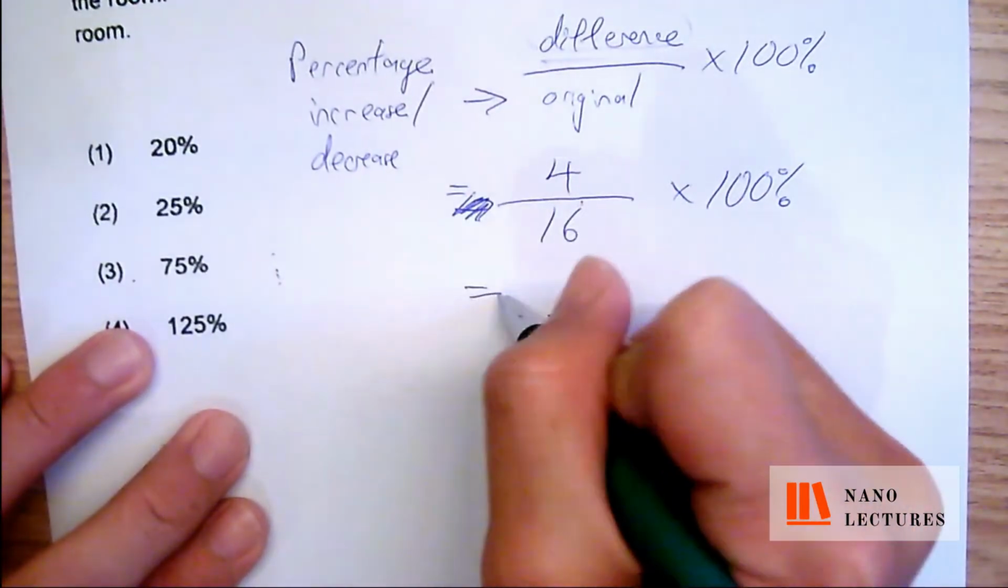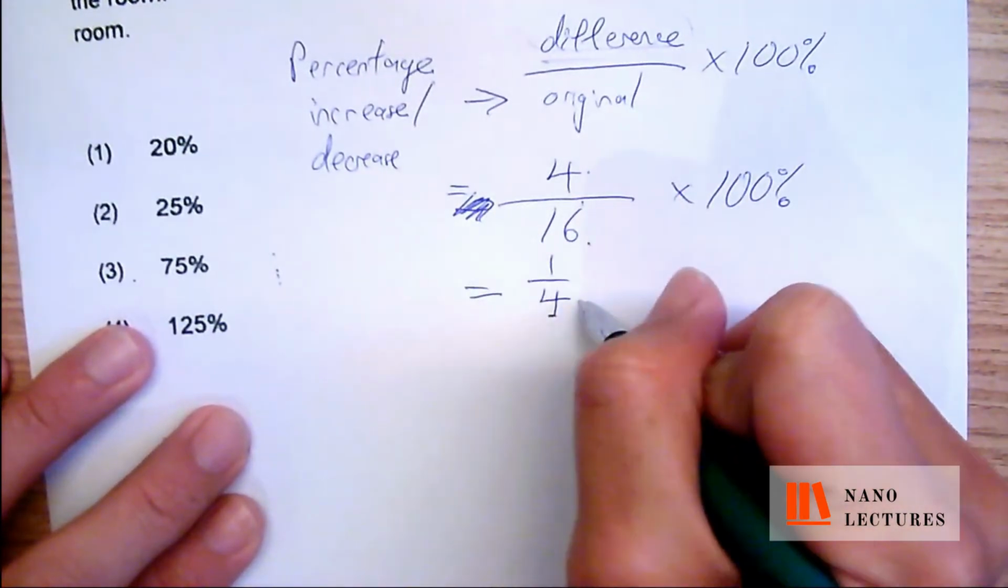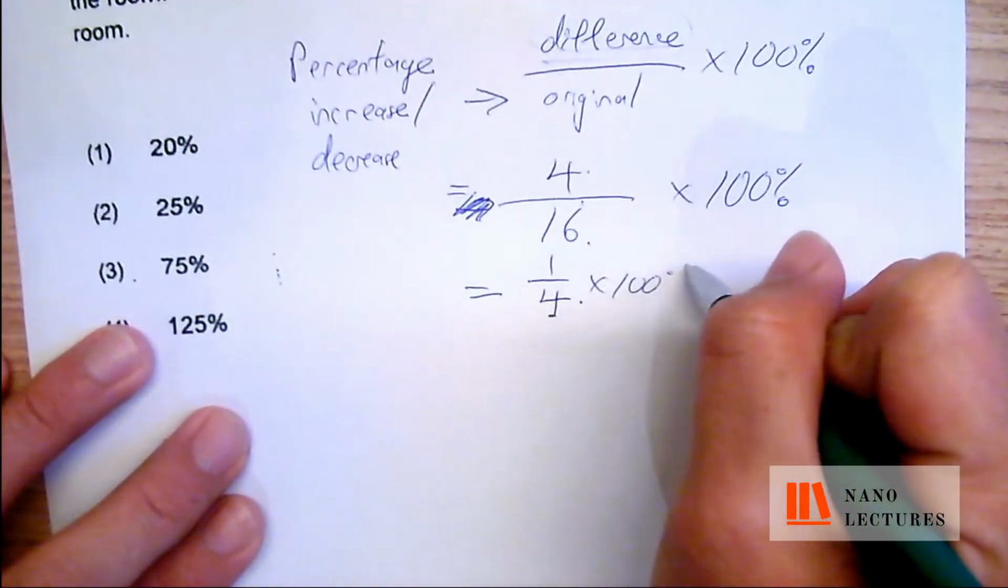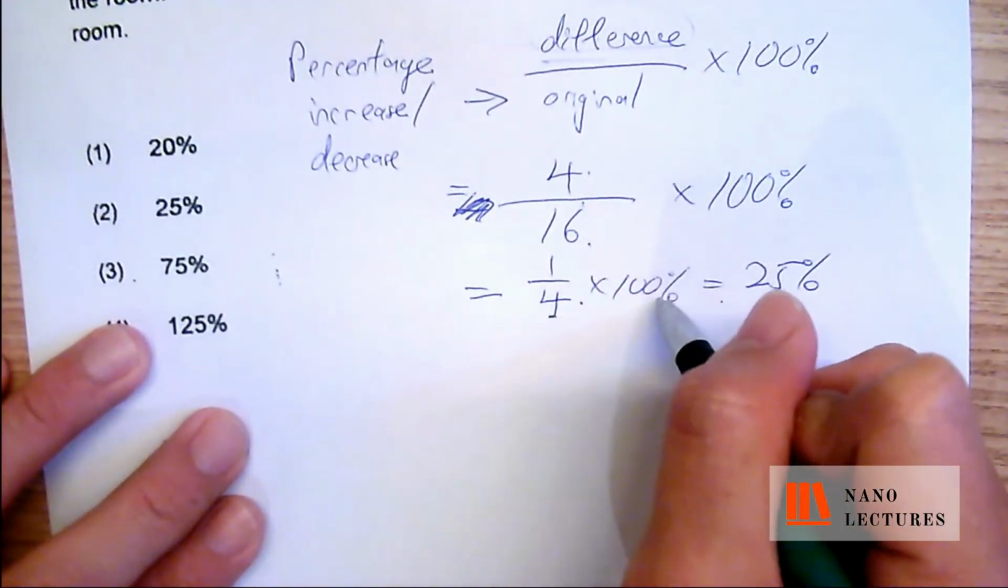Okay. Then it will be 4 over 16 will give us what? 1 over 4, right? Divide by 4, divided by 4 will be 1 over 4. Multiply by 100%. This will give us 25%. Just throw inside calculator. 1 over 4 multiplied by 100 will give you 25%.